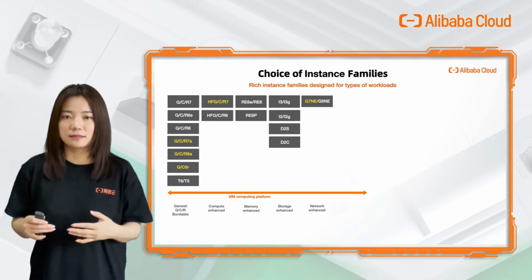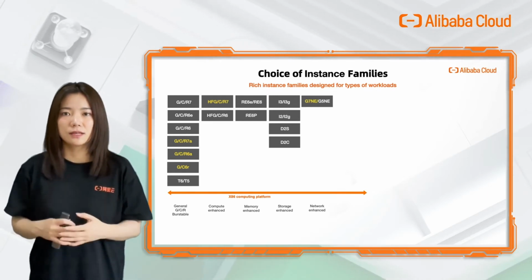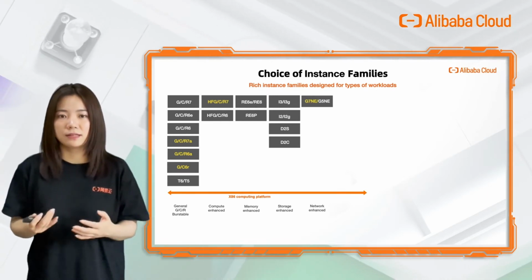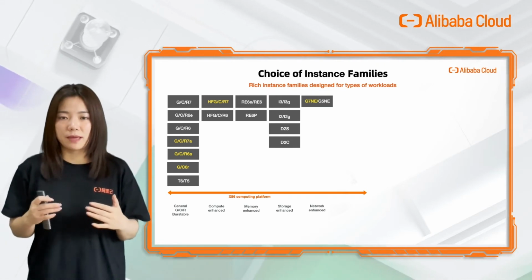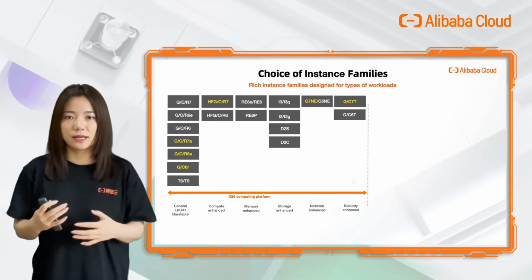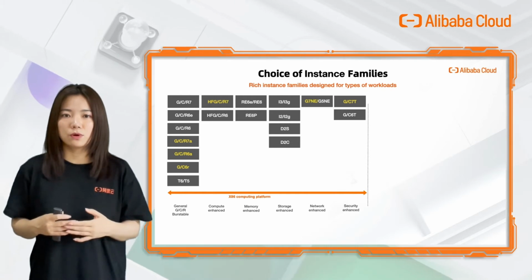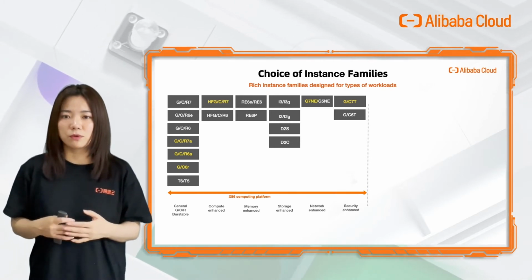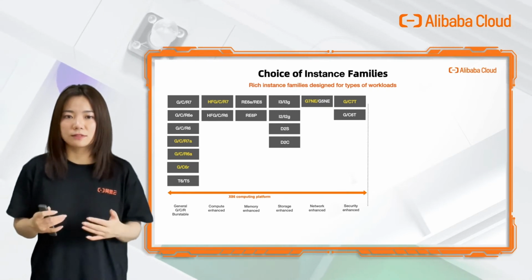Network enhanced instance families are designed for network applications. The g7ne and g5ne are network enhanced instance families with deeper network PPS ability, which is provided only by Alibaba Cloud. Security enhanced instances like c7t are for customers who are looking for a confidential computing environment to ensure that sensitive data and source code run safely on the cloud.